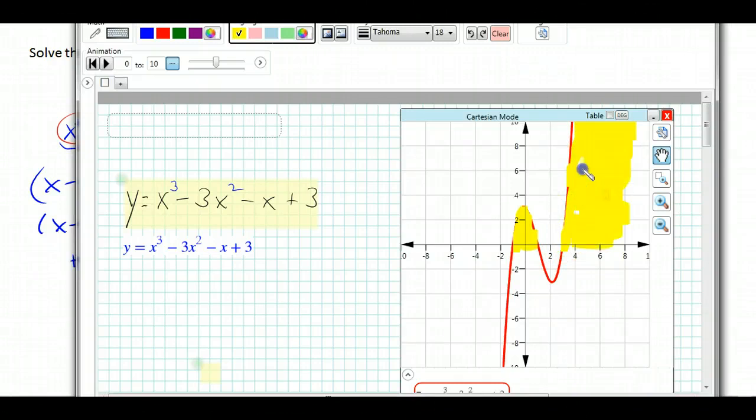Okay? So you can use the graph of a function to solve an inequality as well, and we'll do one in a little bit on our graphing calculator.